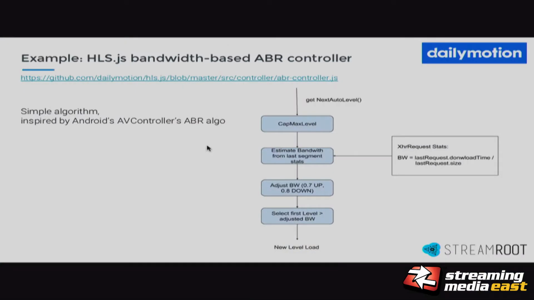So yeah, let's now talk about the main adaptive bitrate rule in HLS.js. It is bandwidth based, and what happens is that when a new segment is requested, HLS.js estimates the bandwidth by looking at the last downloaded segment, and very simply it divides its size by the time it took to download it. And then it applies an adjustment mechanism. It applies a multiplicative factor to it, which is 0.7, so 70%, if you are trying to go up a level, and 0.8 if you're trying to go down.